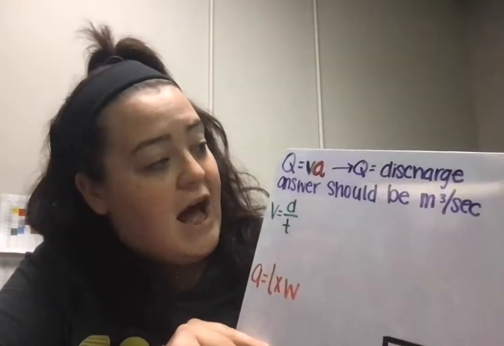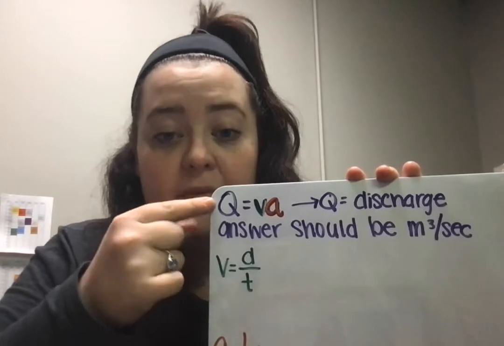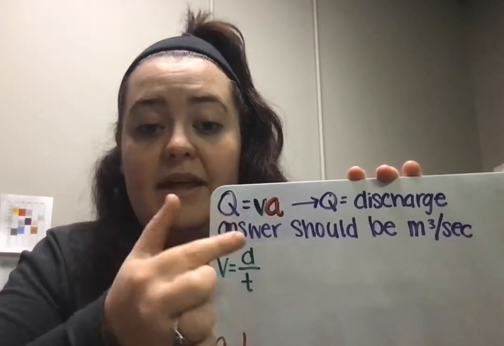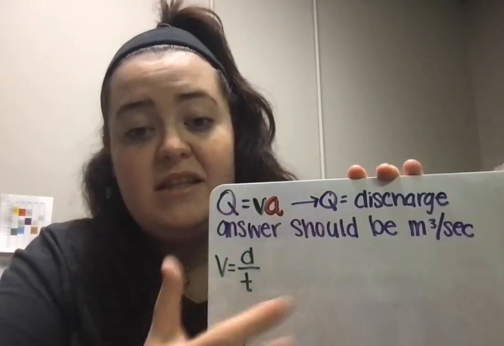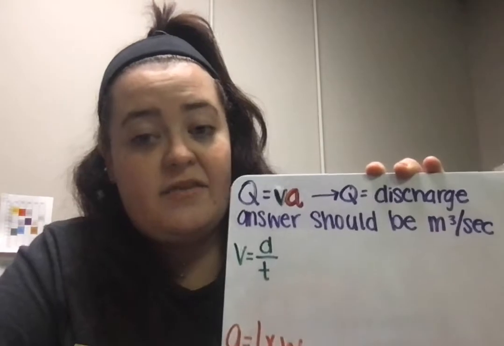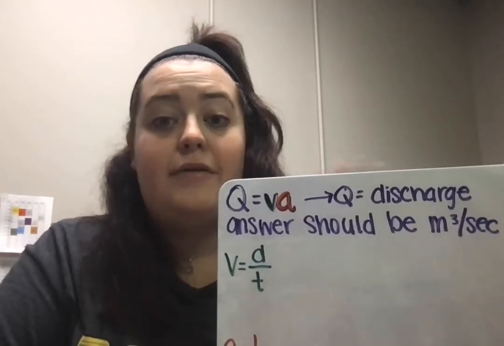The first thing that I always like to do when I'm solving a problem like this is write down the formula that I'm going to be using. In this case for discharge, it's going to be Q equals VA. The Q stands for discharge, V stands for volume, and A stands for area. So volume is the amount of water that's being spit out of the stream.